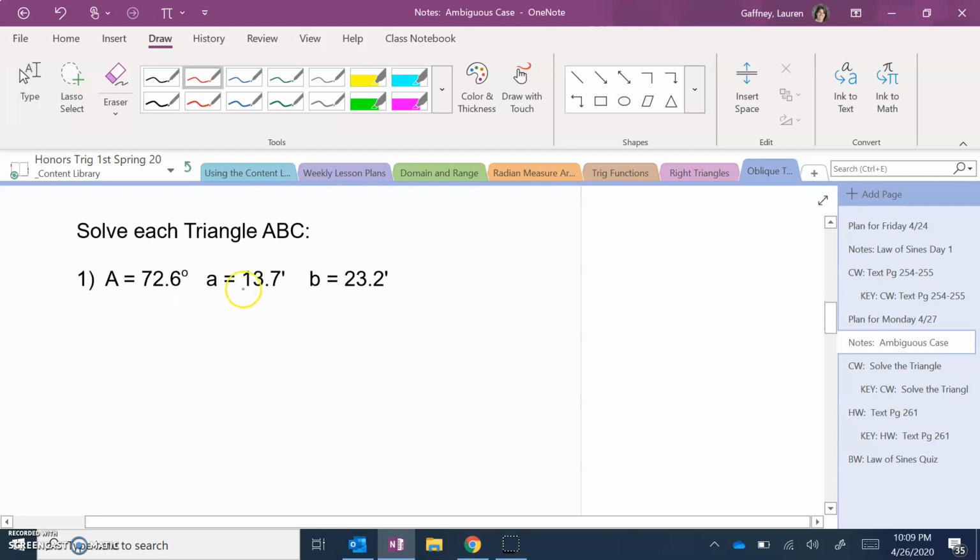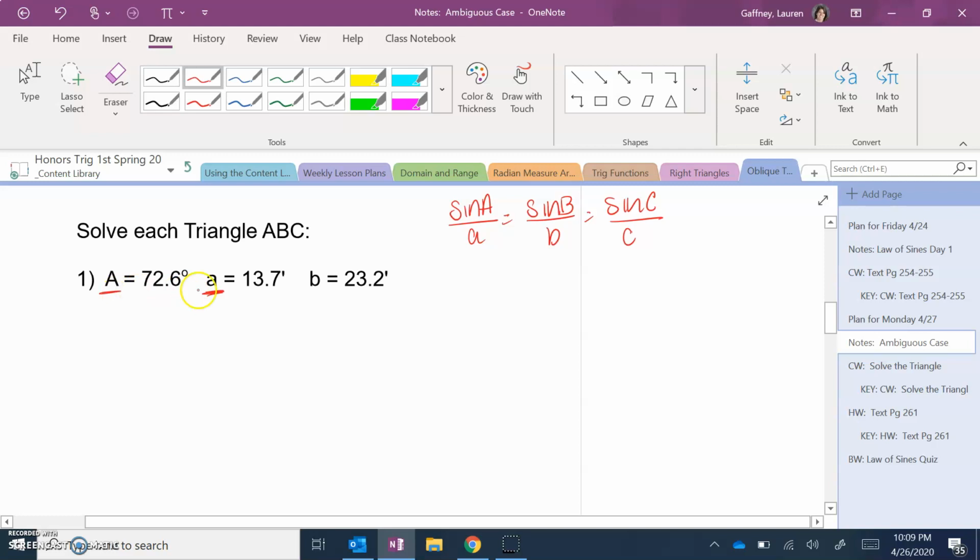So notice that we have two side lengths and an angle. And notice that this angle is across from this side length. So we have one matching pair. So that's good. To do this, we want to start with what we found out in our last one: sine of A over side a equals sine of B over side b, and equals sine of C over side c. Those three are all equal.